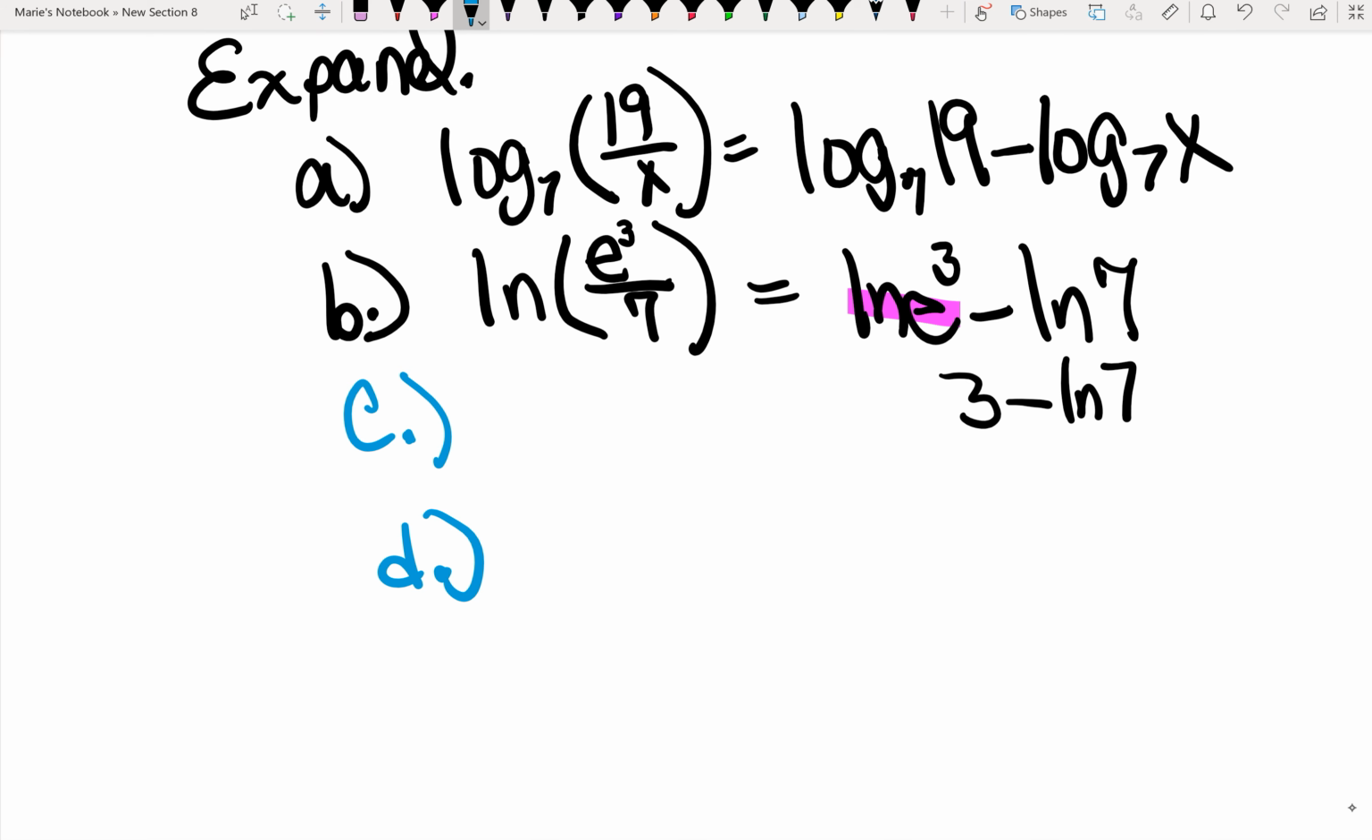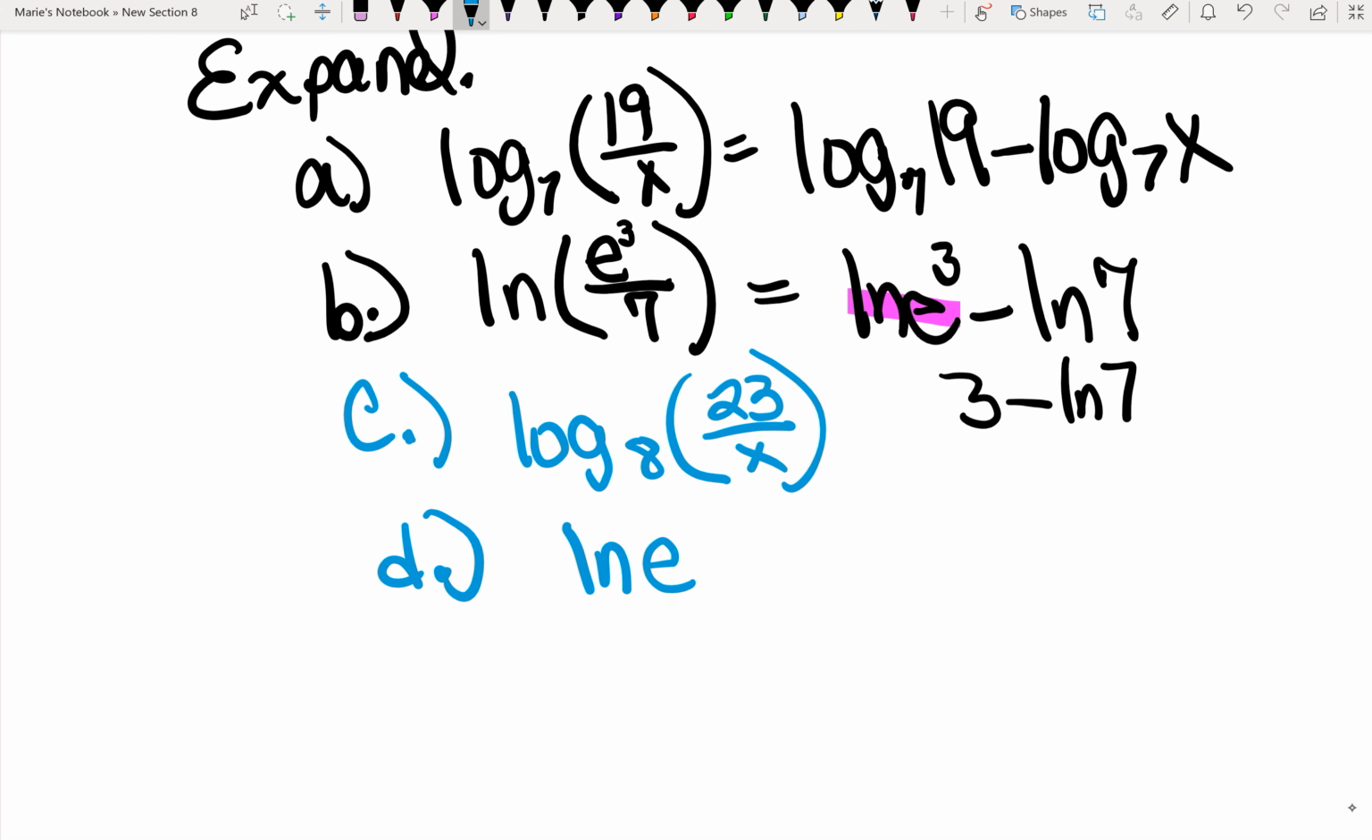So example C, I have log base 8 of 23 over x. And for D, I have natural log e to the 5th over 11. Okay, and so in this case, I'll give you a couple of minutes.